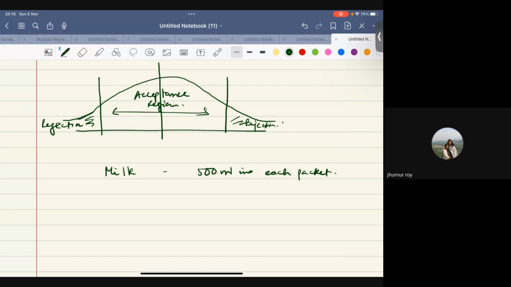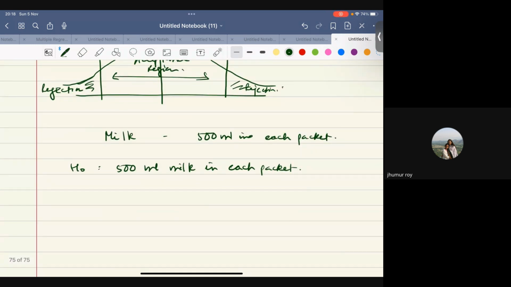Please listen carefully. Now, I said there is 500 ml milk in each packet. So, this is my null hypothesis. I have made this hypothesis that there is 500 ml milk in each packet. Now, what will be the alternative hypothesis? We will say it is not equal to 500 ml. Means it can be more, it can be less.